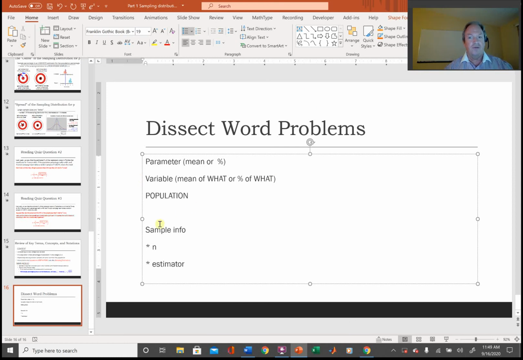If you don't know these 5 pieces of information, at least the parameter, the value, the sample size, and the estimator, you can't do the problem. So when you're confused, kind of dissect the problem like this, and you can't go wrong.